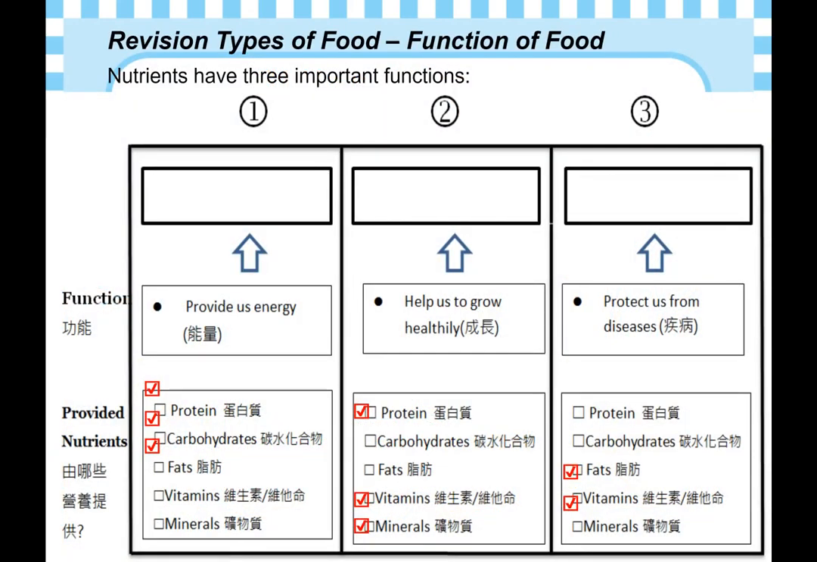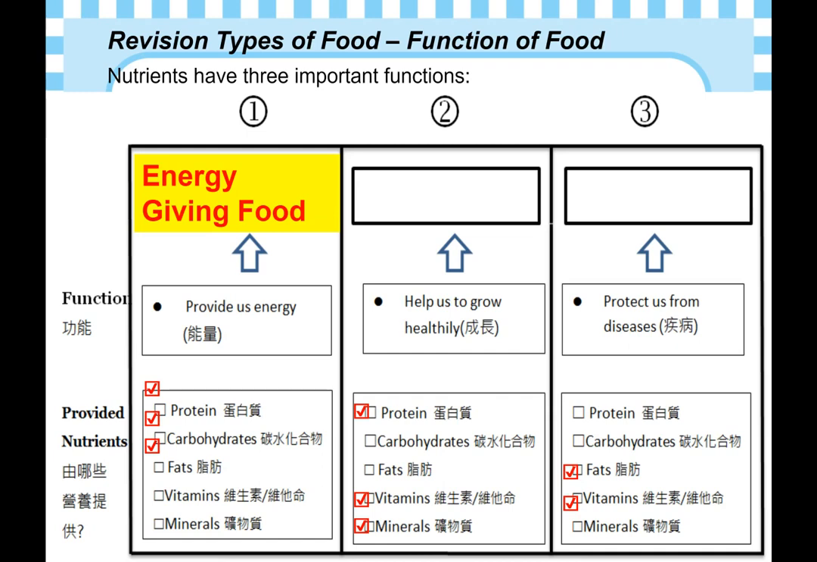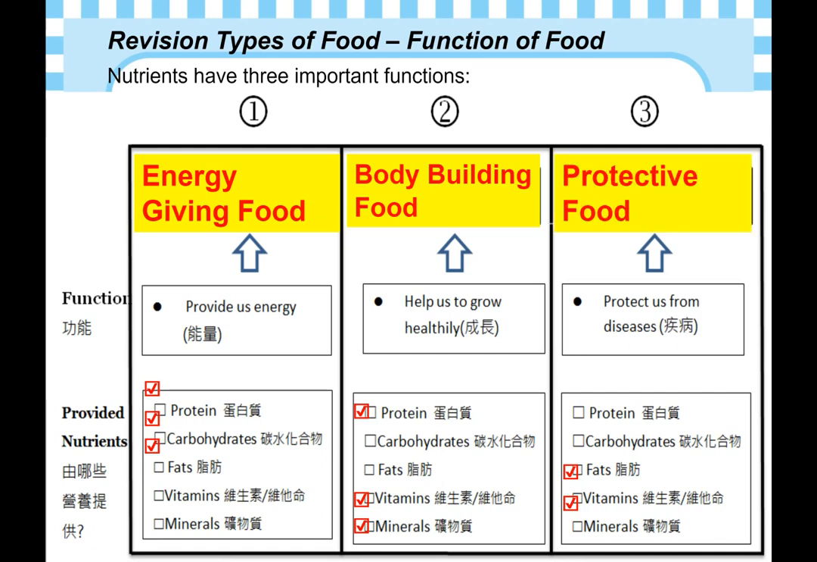So remember this table. I'll give you some revision of the types of food. Remember there are three important types of food. They are energy-giving food, which is provided from protein, carbohydrate, and fats. Second, we have the bodybuilding food. The bodybuilding food helps us to grow healthily, and they mainly come from protein, vitamins, and minerals. Last one, it's protective food. Protective food is the food which could protect us from disease, and it mainly comes from the food which contains a rich amount of vitamins and minerals.